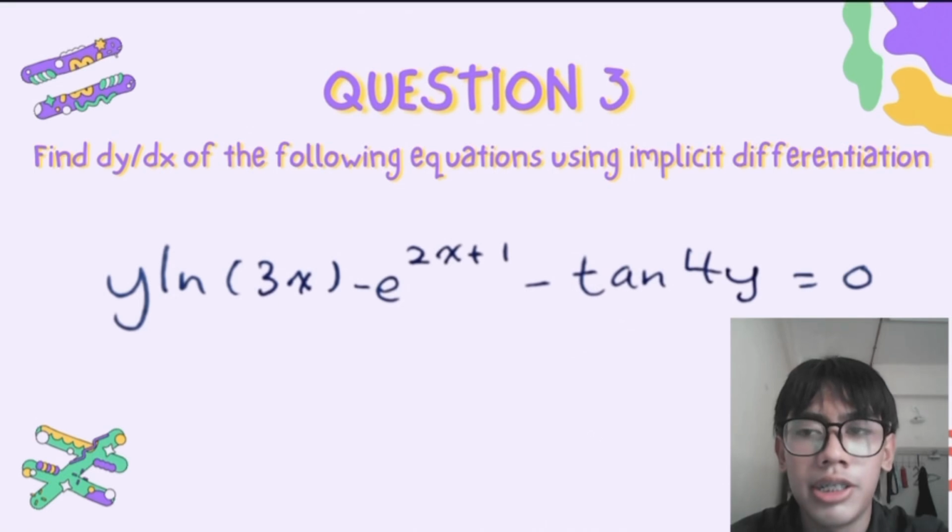Moving on to the next question, which is question number 3. Our task here is to find dy/dx using implicit differentiation for the equation below, which is y ln(3x) minus e^(2x+1) minus tan(4y) equals 0.